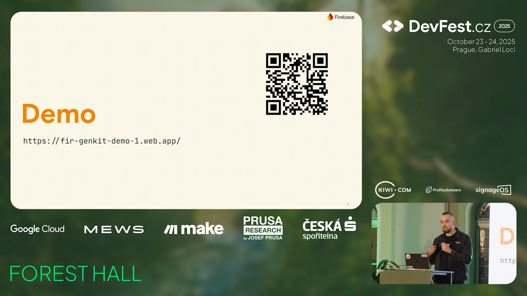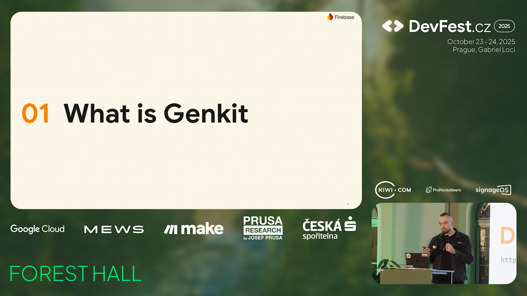We have the demo already deployed, so please scan the QR and use it as you want. We have the 2 light strips over there, so the AI is actually controlling those light strips. And there is another input where you can ask a question. So if I do not tell you anything about Genkit, you can actually ask the AI about it.